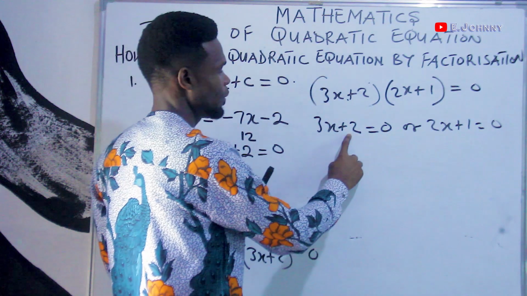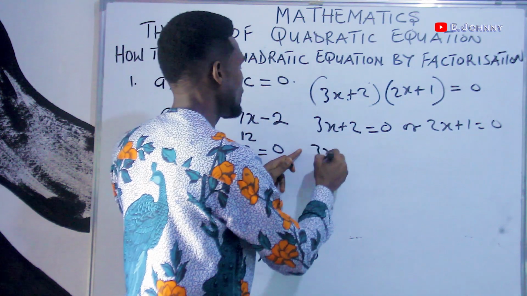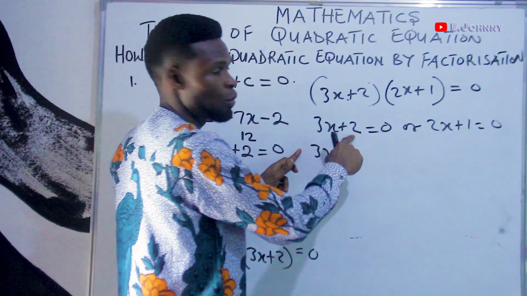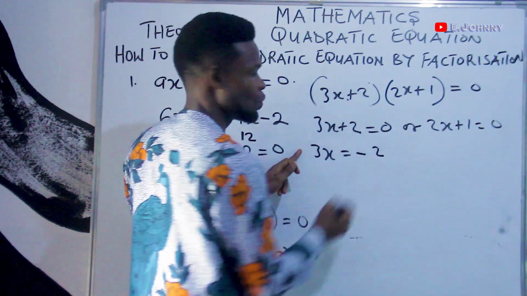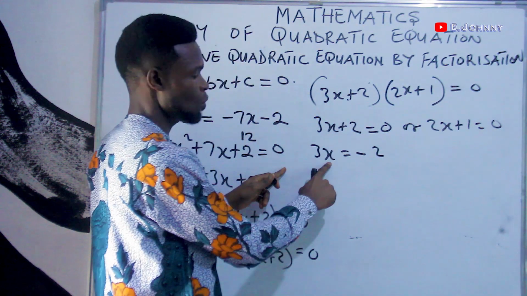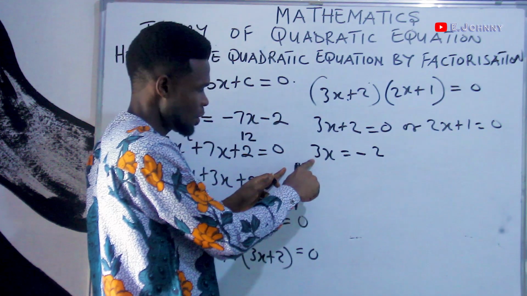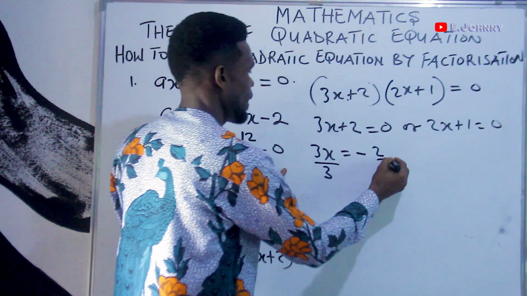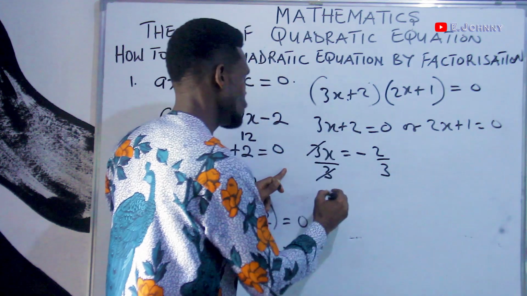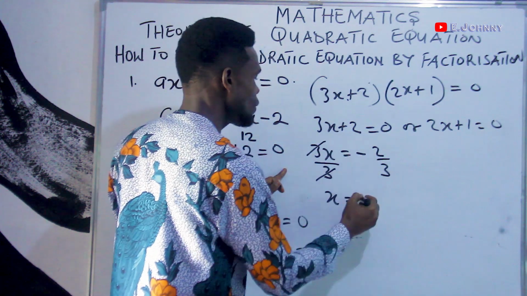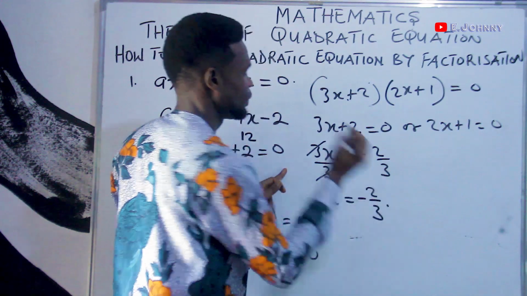First of all, collect like terms. So 3x equals plus 2, which will cross over to become minus 2. Now what's the coefficient of x here? The coefficient of x here is 3. So you divide both sides by 3. This and this will go, so that x is equal to minus 2 over 3.